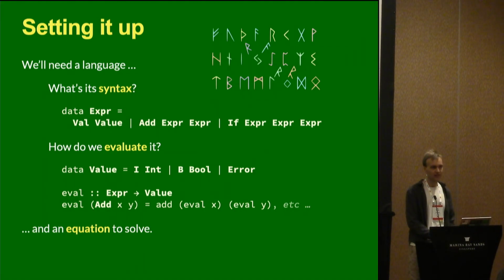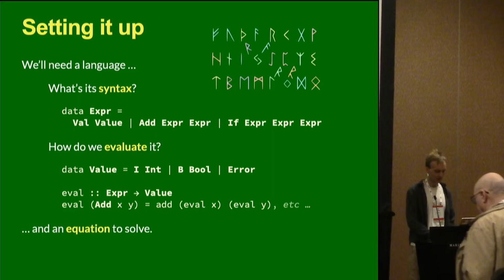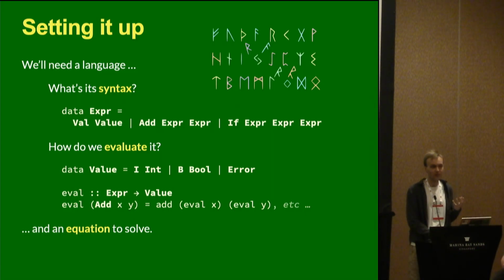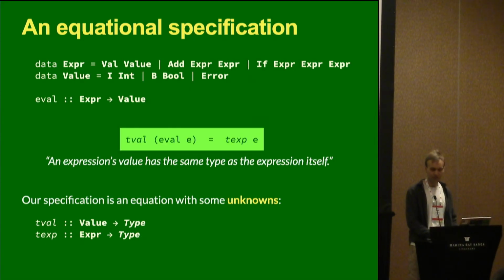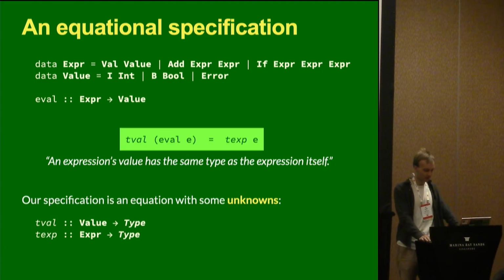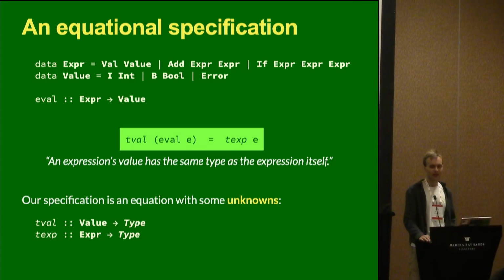So the third thing we need is the equation that we're solving. And so we want to say, what would it mean to have a type checker for this language? A natural thing that you might want to write down here is this one. So you see on the left-hand side, we are evaluating the expression e, and then taking the type of this value. T-val takes the type of a value. And on the other side, we're just applying our type checker, which is called texp.